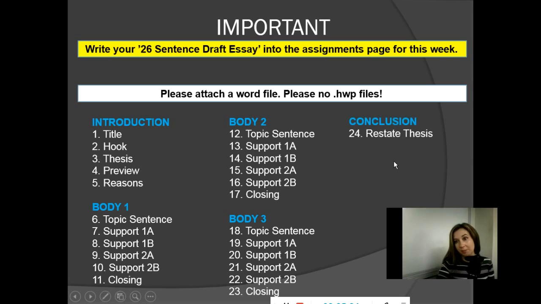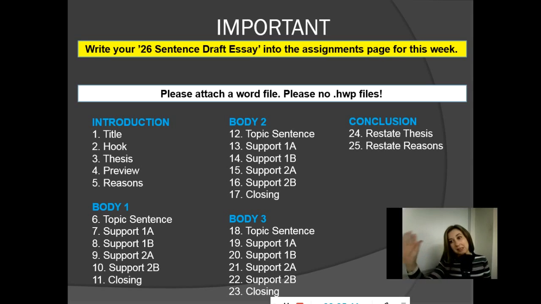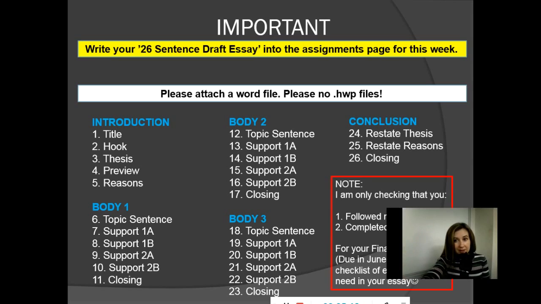So conclusions are going to be your final paragraph. You're going to restate your thesis, restate your reasons, but in different words, not the same words. And you'll have a closing sentence, okay?